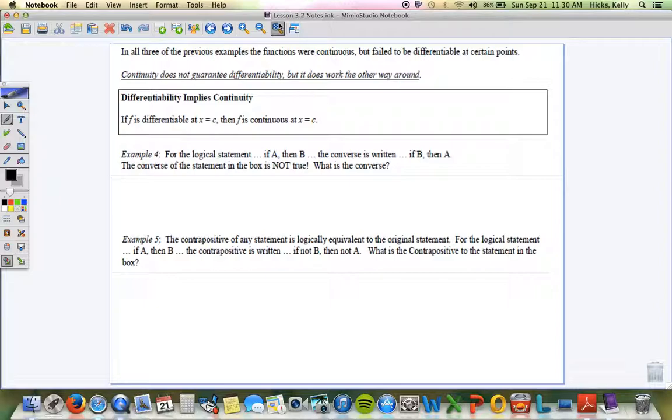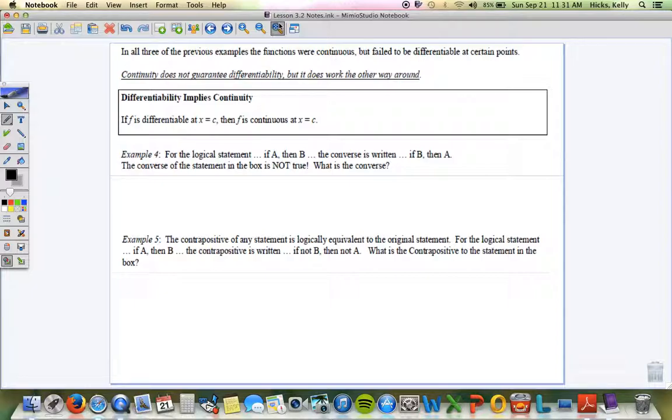All right, let's talk about a little geometry here. Not geometry with shapes, but more like the proof stuff of geometry. In all three of the previous examples, the functions were continuous, but failed to be differentiable at certain points. What were those three places? First we had a corner, then we had a cusp, then we had a vertical tangent line. So anywhere you have a corner or a cusp or a vertical tangent line, the function is not differentiable.